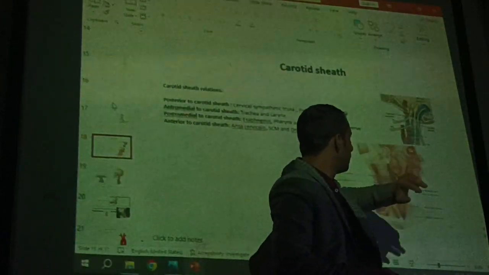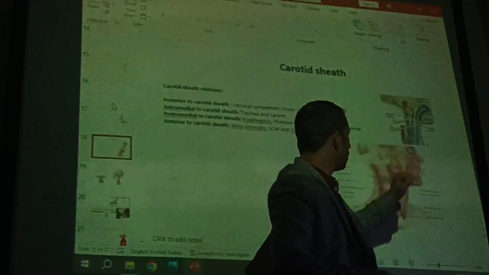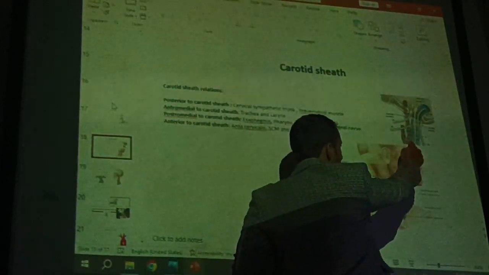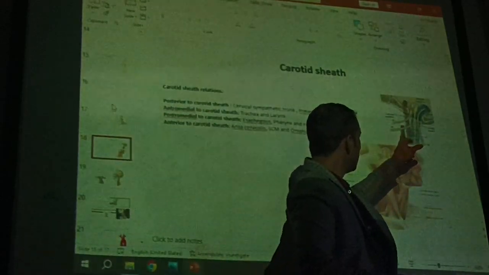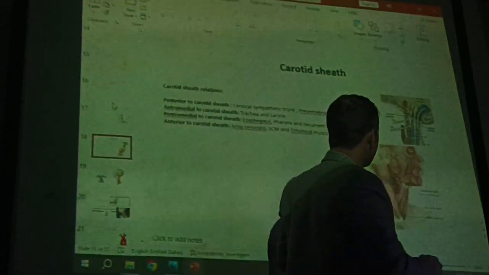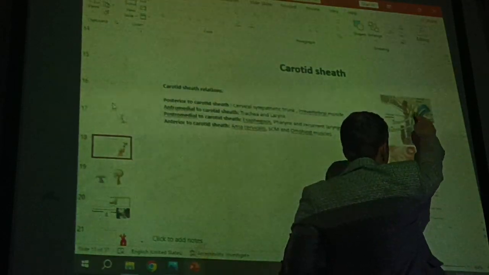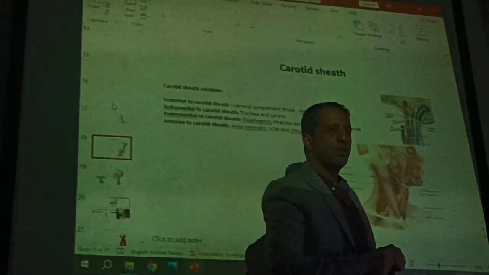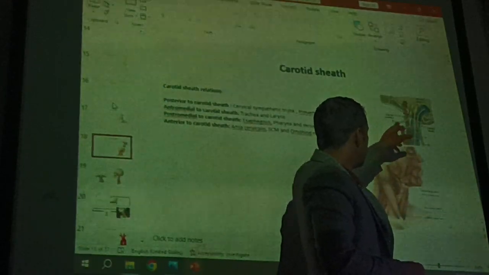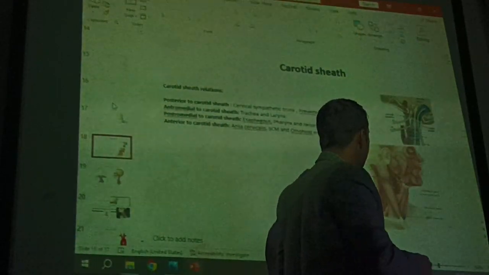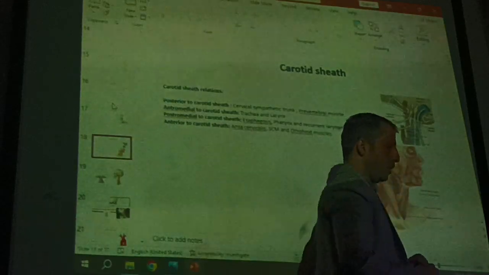See here. Here are the contents of the carotid sheath. Here is common carotid, internal carotid, external carotid. This nerve, what is this nerve? Vagus. Yes, vagus nerve, and glossopharyngeal nerve and sympathetic trunk from this area.